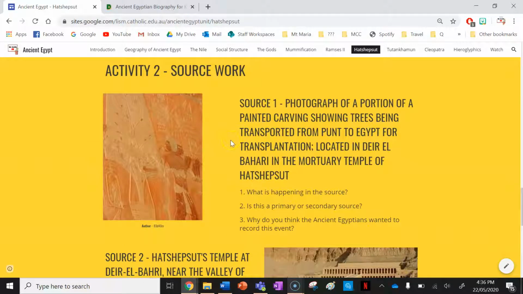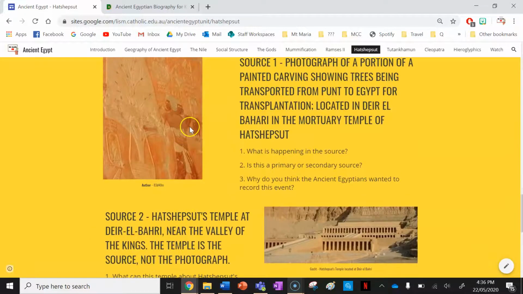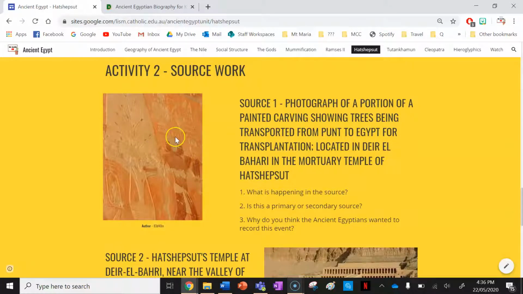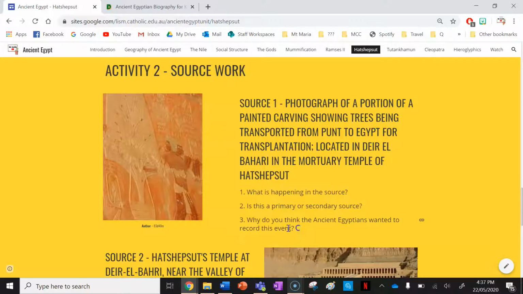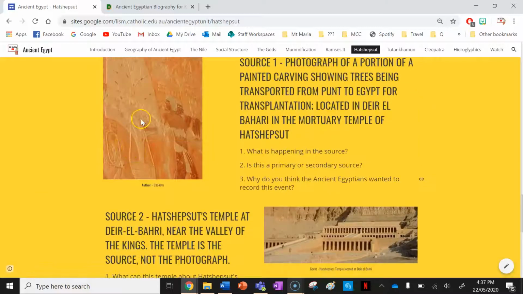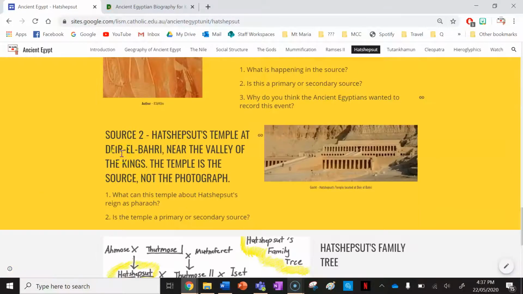After you answer those ones, guys, you've got some source work, 2 sources here. Your first one is some carving and some hieroglyphics. What's happening in the source? Is this a primary or secondary source? And why do you think ancient Egyptians wanted to record this event? What does this event have to do with Hatshepsut as well?